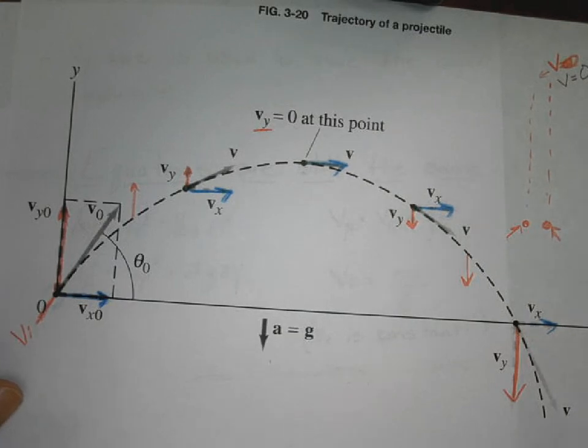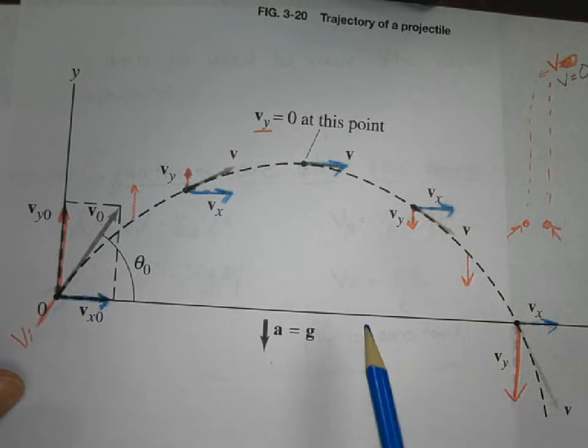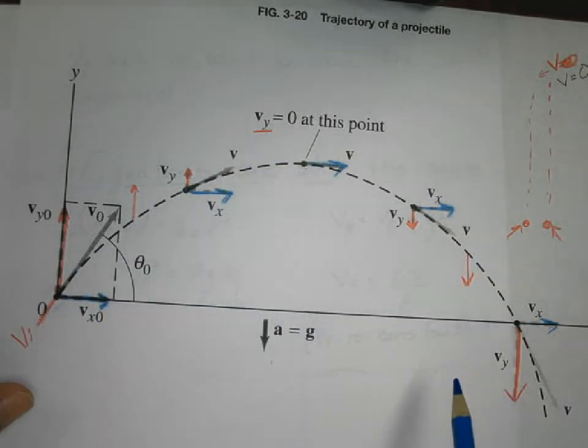So on a test, that is not a trick question. If I ask you what is the initial velocity, please don't put 0. It's not a trick. It has to be some non-zero number. Otherwise, you don't have a projectile.